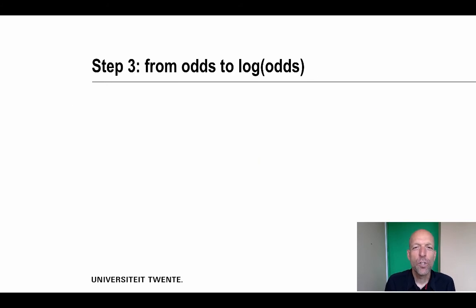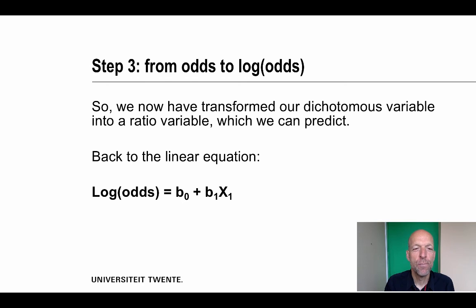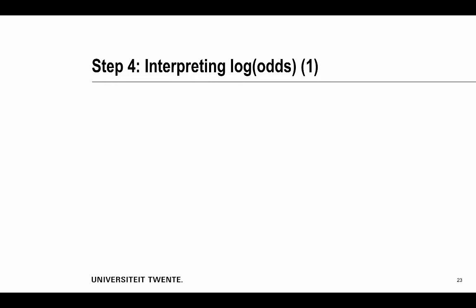So we go from the odds to the log odds. We now have transformed our dichotomous variable into a ratio variable, which we can predict. We can make a prediction of the log odds, so that's what we do. We predict with a constant and a slope the log odds of something. So that's what we do when we estimate a relationship between an independent and the dependent variable. That looks like this. So we can now make statements like, if the latent trait, or the independent variable, is 10, the log odds are 2.94, which means that there is a chance of 95% of answering correctly or 95% of voting in an election. So that's exactly how we interpret the log odds.